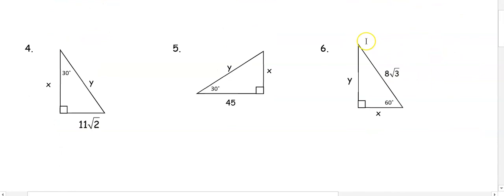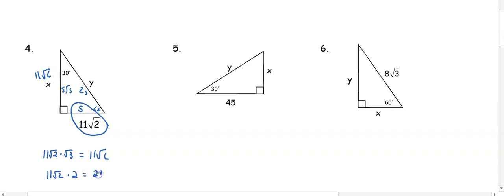The other type of special right triangle we have then is a 30, 60, 90. So in a 30, 60, 90, across from 30 is S, across from 60 is S root 3, and across from 90 is 2S. In this case, we know our S value, so to get the other two sides, we are just multiplying. So we're going to multiply 11 root 2 times root 3, which gets us 11 root 6, and 11 root 2 times 2, which gets us 22 root 2.